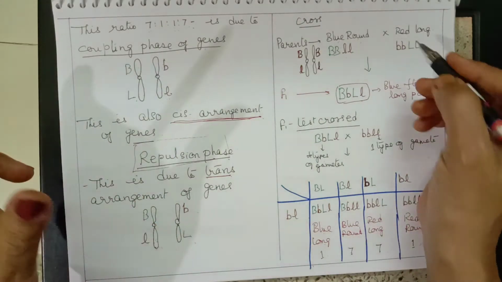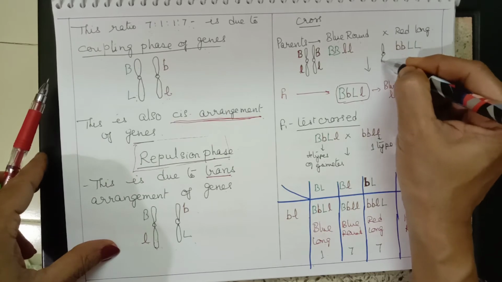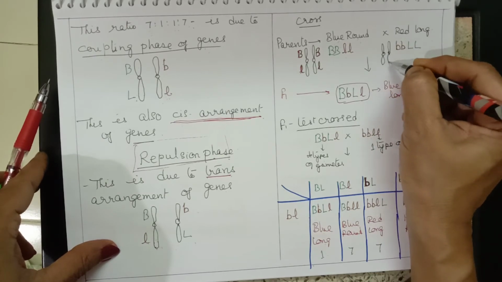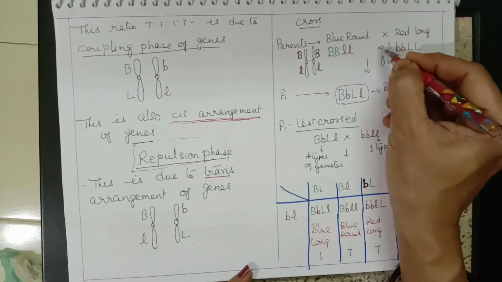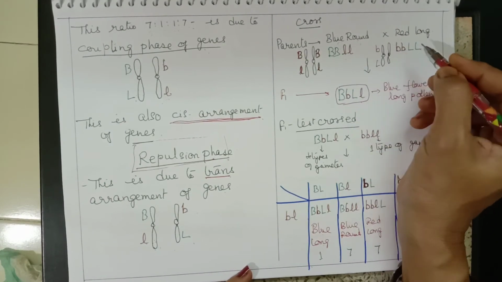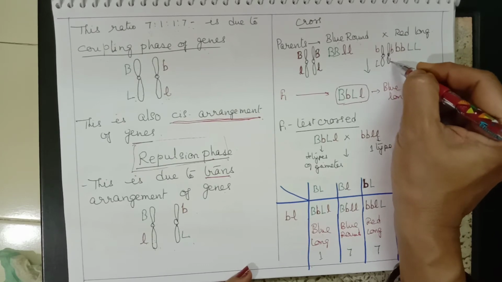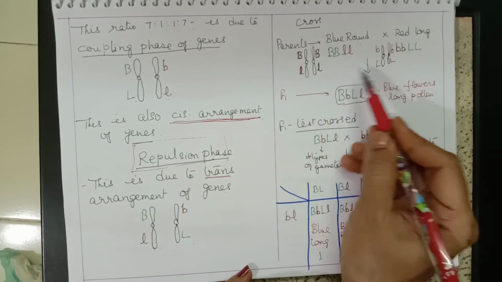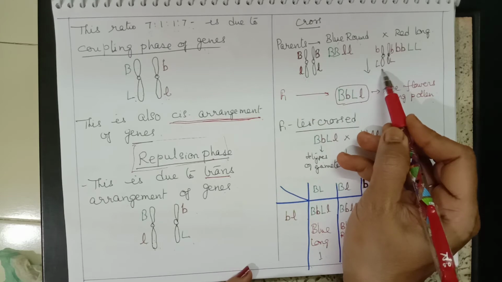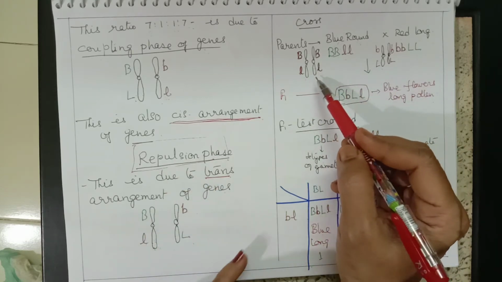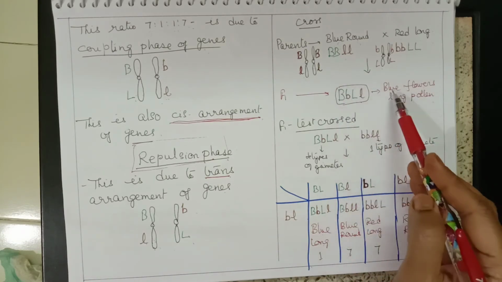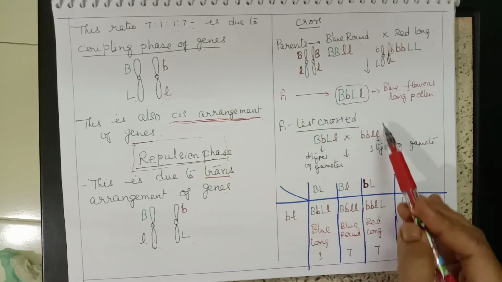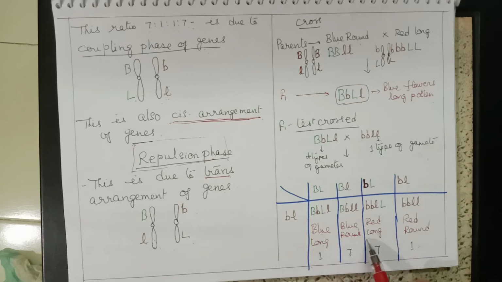Suppose we take red and long individuals. How are these red and long individuals arranged? The same way. So small b here, we will take capital L here. Small b, capital L. Here we are showing the arrangement in one homologous pair. And what is this named as? It is a trans arrangement. So now in F1 we got blue flowers with long pollen. After test cross, we got all the 4 phenotypes and genotypes.